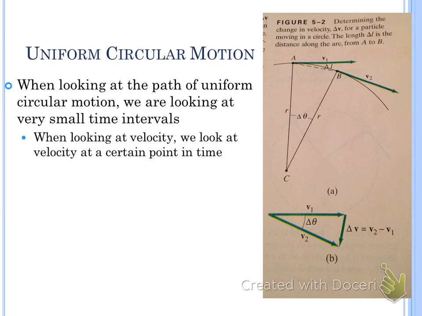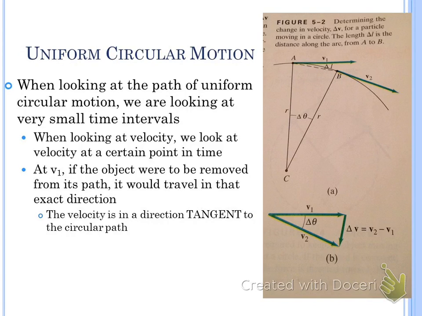When we look at velocity, we're only looking at velocity at that certain point in time. So if I want to know the velocity of my object at this point on my circle, or at this point or whatever, I'm looking at what we call the velocity that's tangent to the curve. Let me explain what this means.